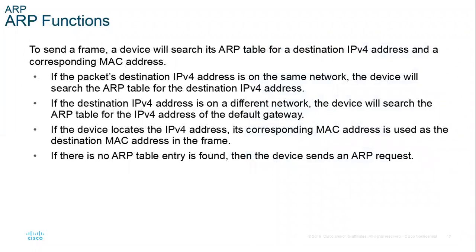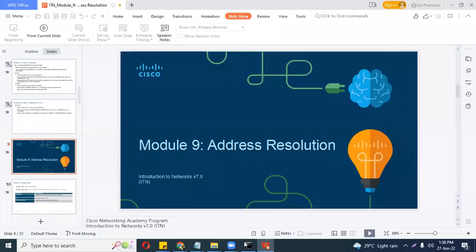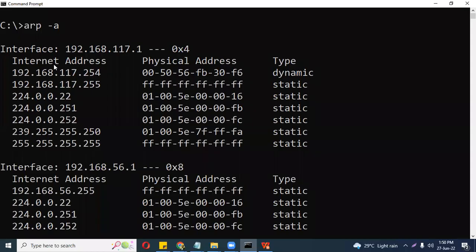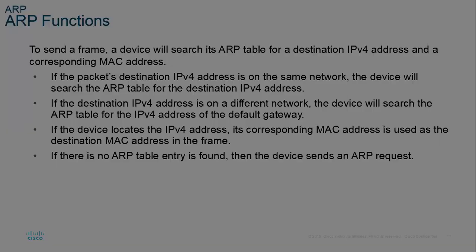Functions: to send a frame, a device will have to search the ARP table for a destination IPv4 address and the corresponding MAC address. So typically what happens is that I'll need to know, if I get something from this device, please, what's the MAC address, what's the physical address? Once I get that, I'll be able to identify which system needs that particular information.